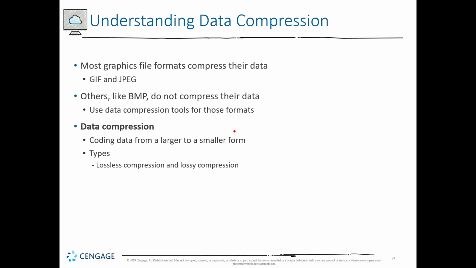There's also data compression, and that's just basically coding the data from a larger to a much smaller form. There are some lossless compressions and lossy compressions. Essentially, when we are able to compress a file, we have to look at how much loss we are going to get, and then we'll look at the ratio of loss versus quality, and if it's a ratio that we're okay with, then we just accept it and we move on. But what does that mean exactly?